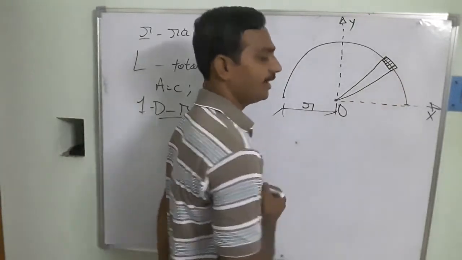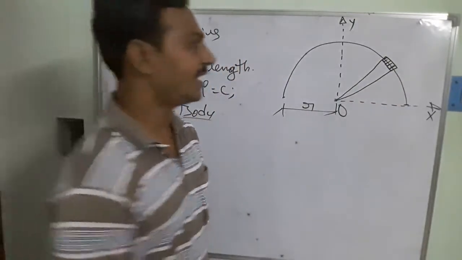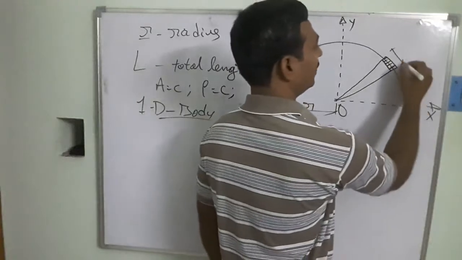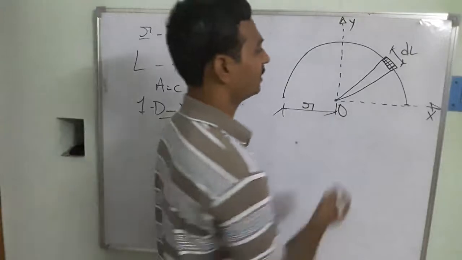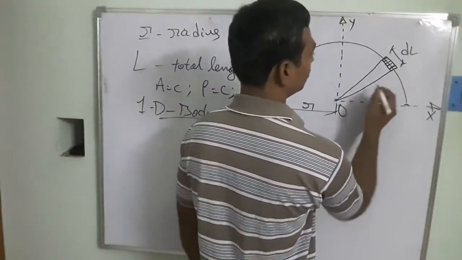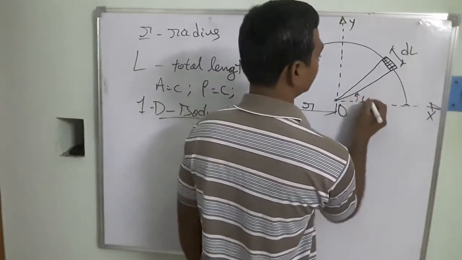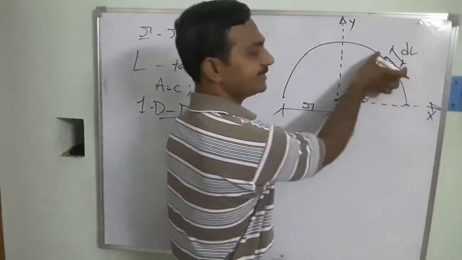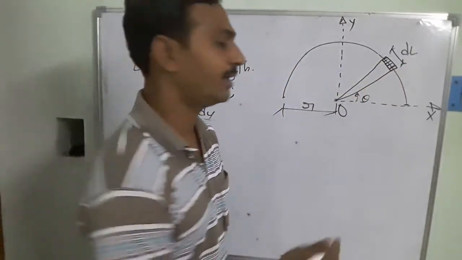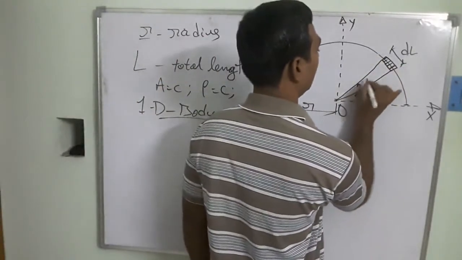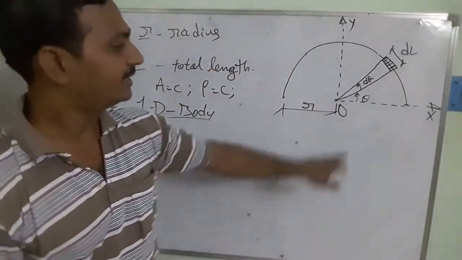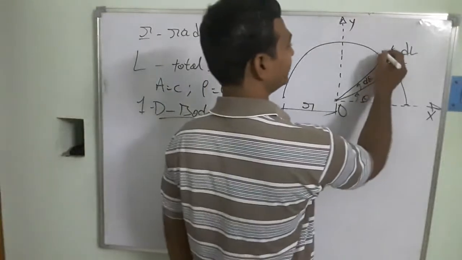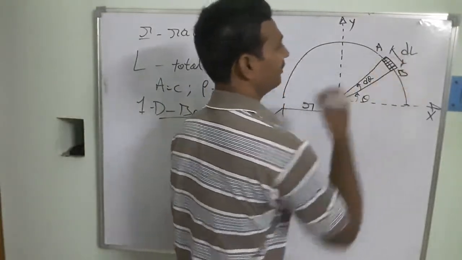Right, and the elemental length I am going to be taking here is dl, your elemental length. Next, it is making an angle theta with respect to the horizontal axis, and similarly this elemental strip is making an angle of d theta. So this is going to be O, I am going to call this end A, and this is going to be B.